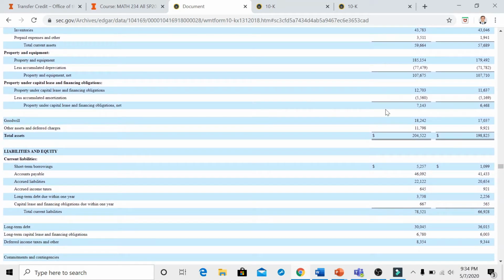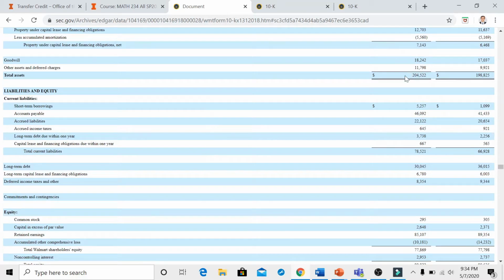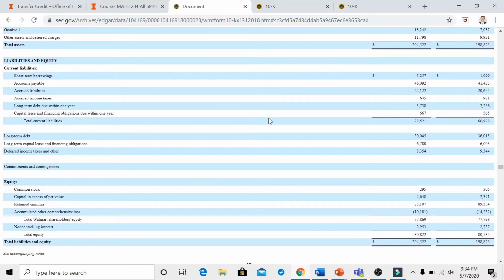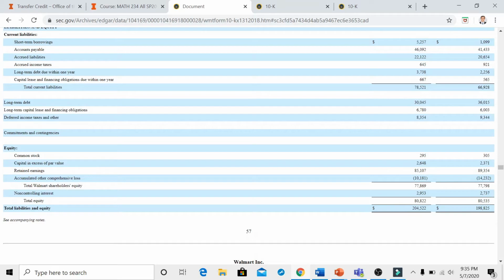Here's our goodwill. It grew, awesome. Look at how these different accounts change over time. Total assets of $204 billion. And then we look at our liabilities. Again, what we talked about, short-term borrowing, so that's our short-term debt, accounts payable, long-term debt due within the year. We've got long-term debt. Equity, we've got common stock, preferred stock's not on there, but we also have, wow, they don't have any treasury stock, look at that.